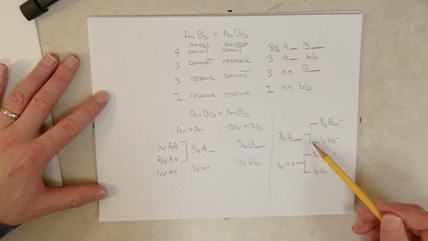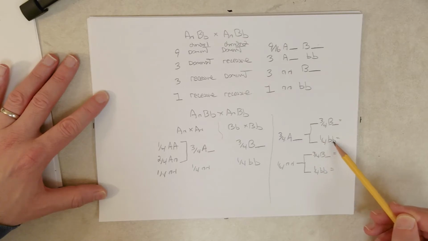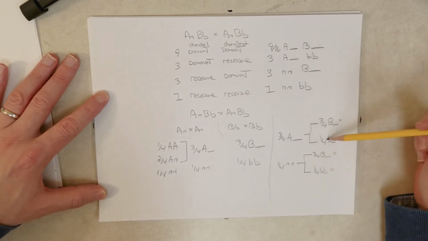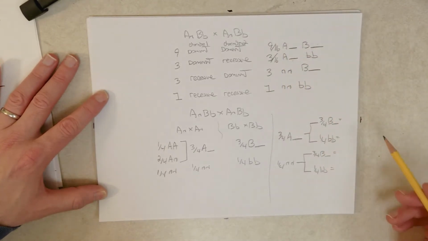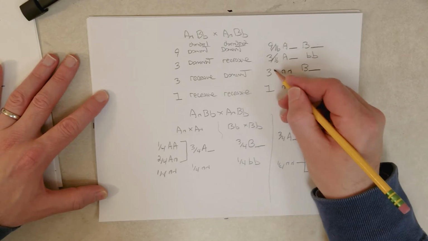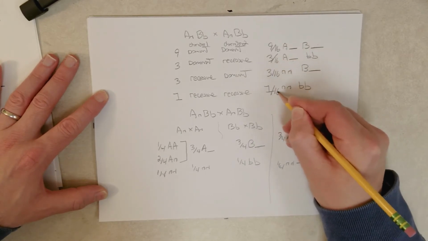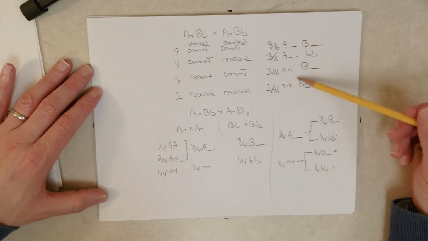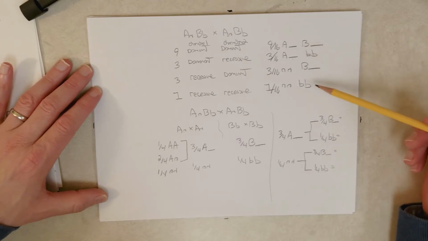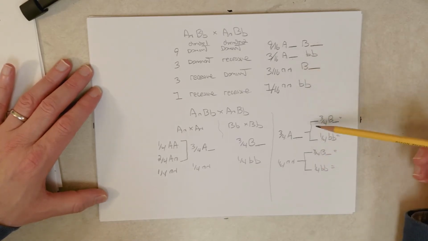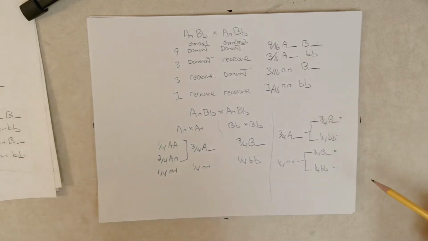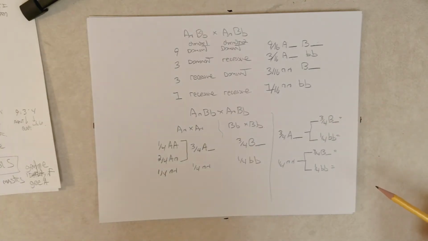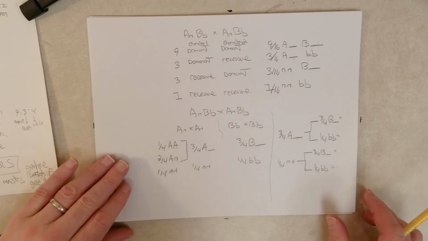3/4 A underscore times 1/4 homozygous little b would be 3/16 A underscore 2 little b's, and so on and so forth. So that's how we derive this genotypic ratio. And this will be very useful when we're looking at gene interaction, and you're about to see why that is the case.